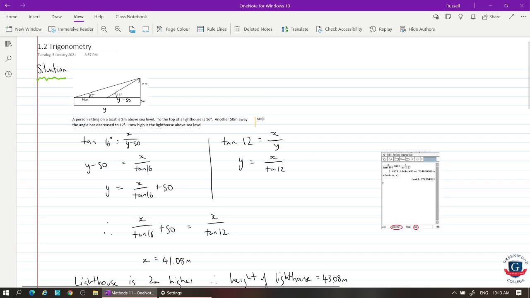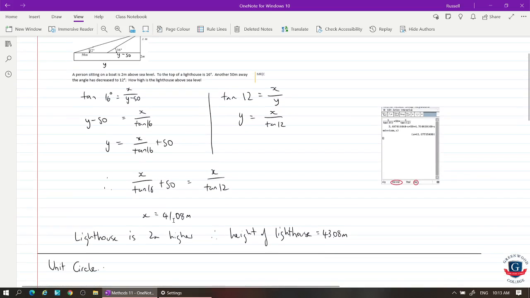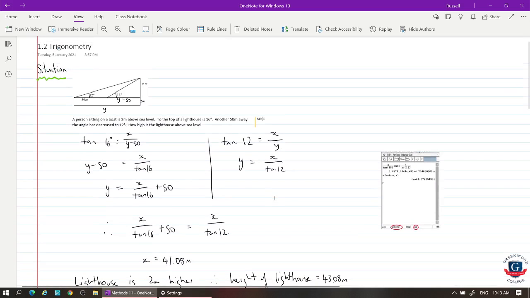Now remembering we're 2 meters above sea level in the boat, so we've got to add those 2 meters on to find the total height of the lighthouse, which would mean the lighthouse is 43.03 meters high. So although we didn't have enough information to solve either triangle, together we had enough information to solve it. Two equations, two unknowns, we can find an answer. If we wanted to find out y, we could have substituted 41.08 back into one of these two equations, and that would have found y for us.